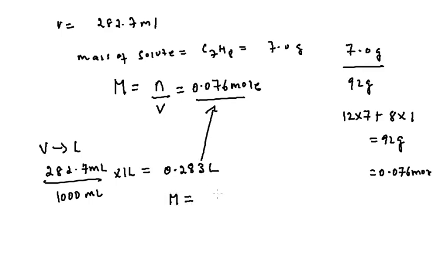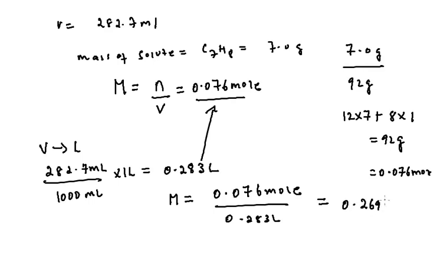So the molarity would be 0.076 mole divided by 0.283 liter. If we divide 0.076 mole by 0.283, that gives you 0.269 M, big M, referred to as molarity, or sometimes in some literature you may see 0.269 mole per liter.